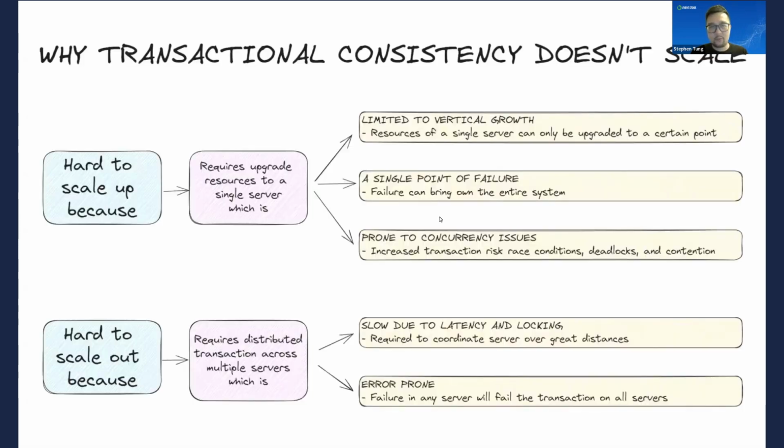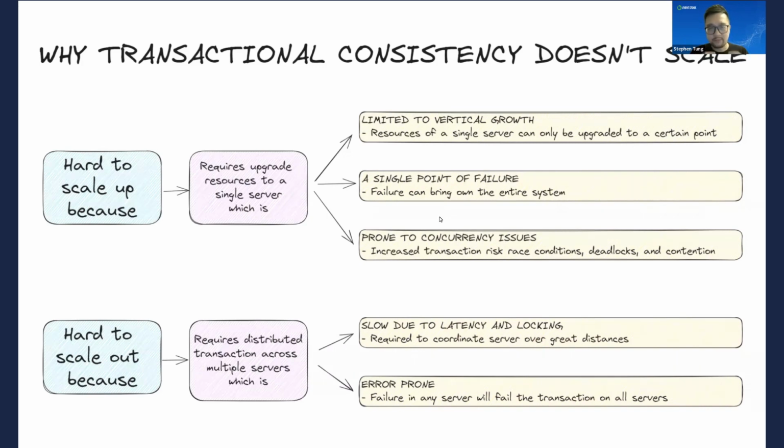There are a few reasons why, but we can boil it down to its problem when it comes to scaling it vertically and horizontally. Transactional consistency is hard to scale up because it requires you to upgrade the resources for a single server, like the CPU, memory, storage, network, and so on. Since it gets progressively harder to increase resources for a single server, there's a limit to how much it can vertically grow.